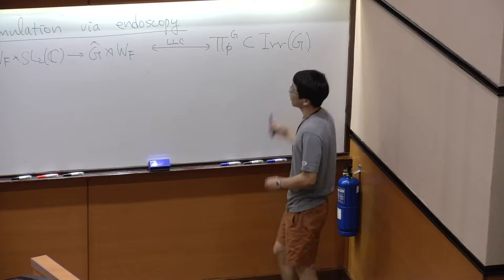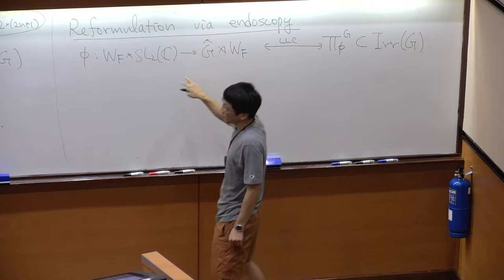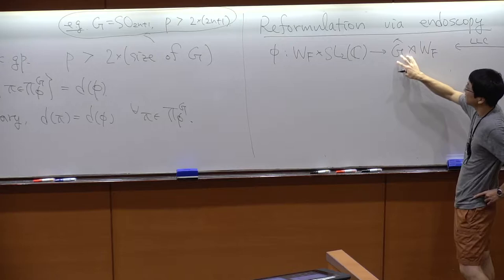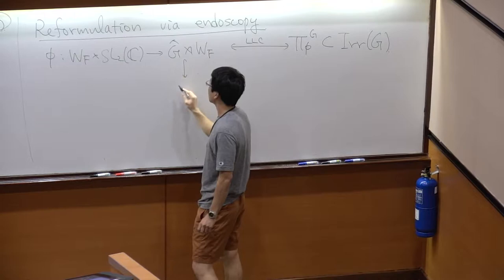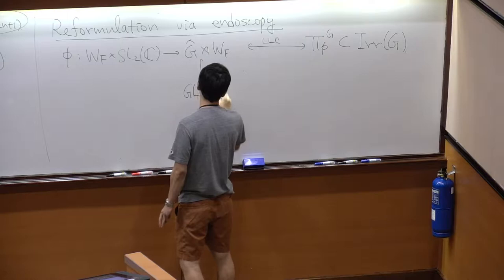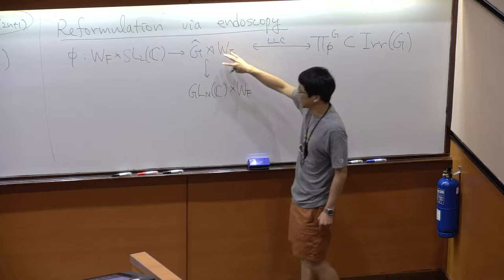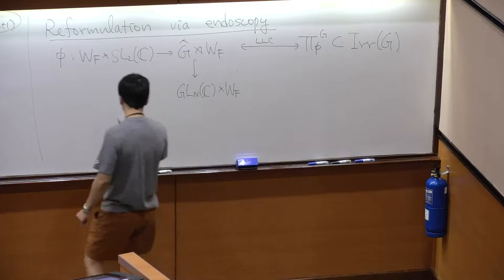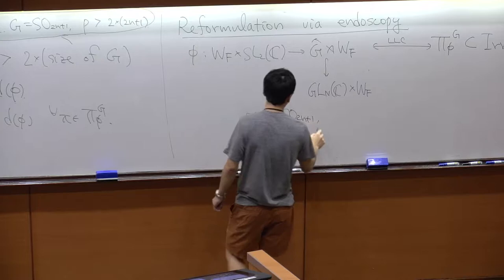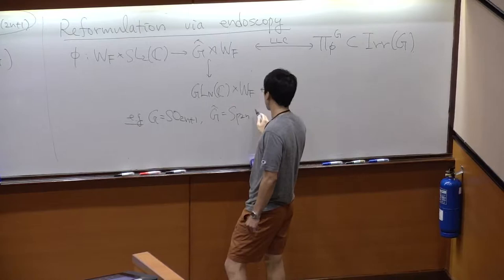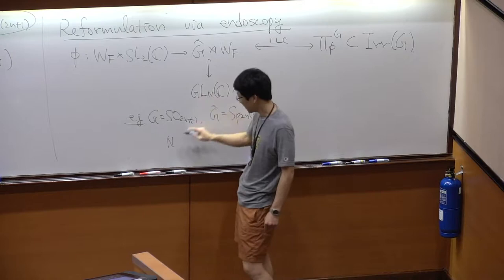And the key observation here is that because G is a classical group, we have a natural representation of G hat into some GLN. So by considering a standard representation, we can regard this L group of G as a subgroup of the L group for some GLN. For example, in the case of SO(2N+1), G hat is given by Sp(2N, C). So in this case, the size of GLN is given by 2N.